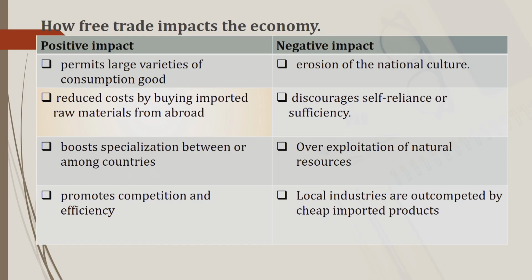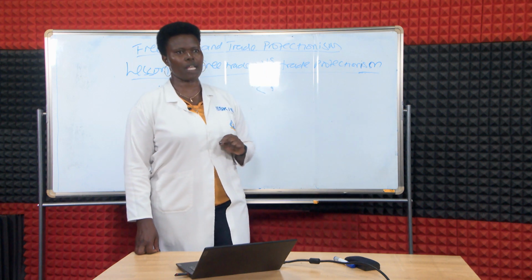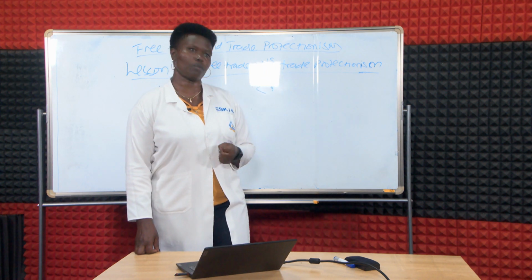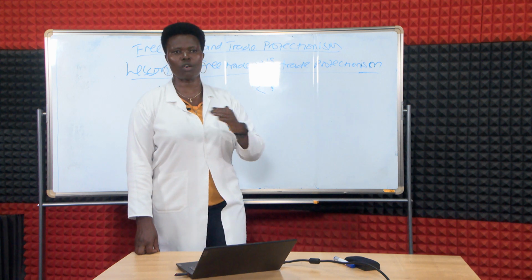Point number 2, there is reduced cost by buying imported raw materials from abroad. Now, ahead, as we are going to see in trade protectionism, there are restrictions. And if there are restrictions, commodities will be expensive. But this time in free trade, you will be buying commodities freely. You pass the border without paying taxes for them. As we know, the impact of a tax on commodities is rising prices, or it increases the prices of the commodities imported. But this time, there are no restrictions.